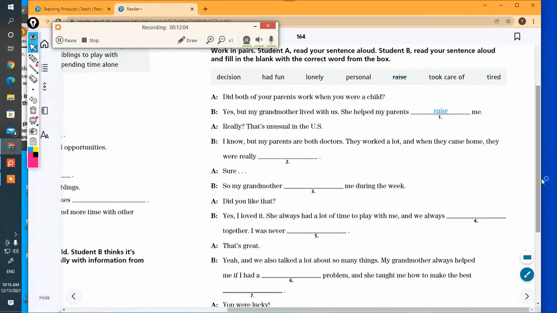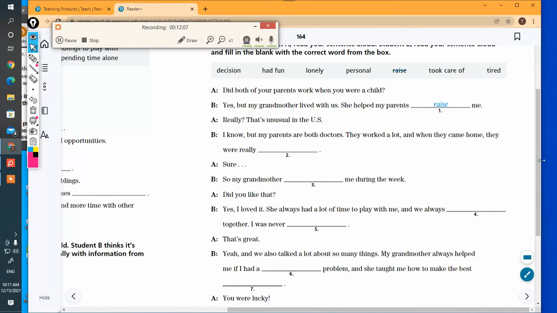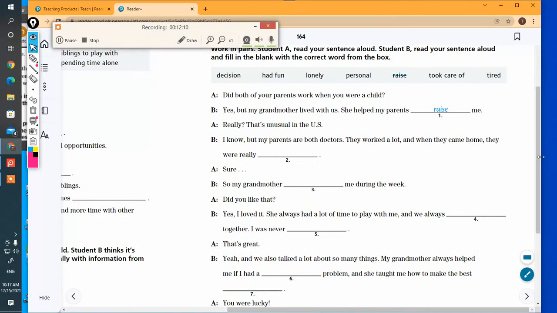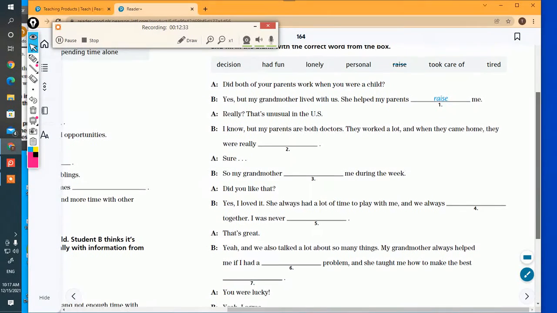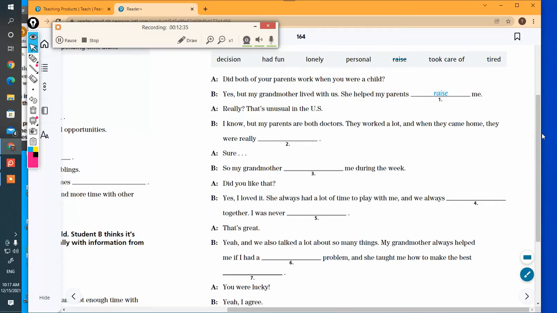Okay, so a little more work with vocabulary. You want to answer it on your own and then pause the video. Here we can read the instructions. It's meant to be pair work, but you can do it on your own. We're just going to fill in the blank with the correct word from the box. So go ahead and pause the video and then start it again after you have answered.